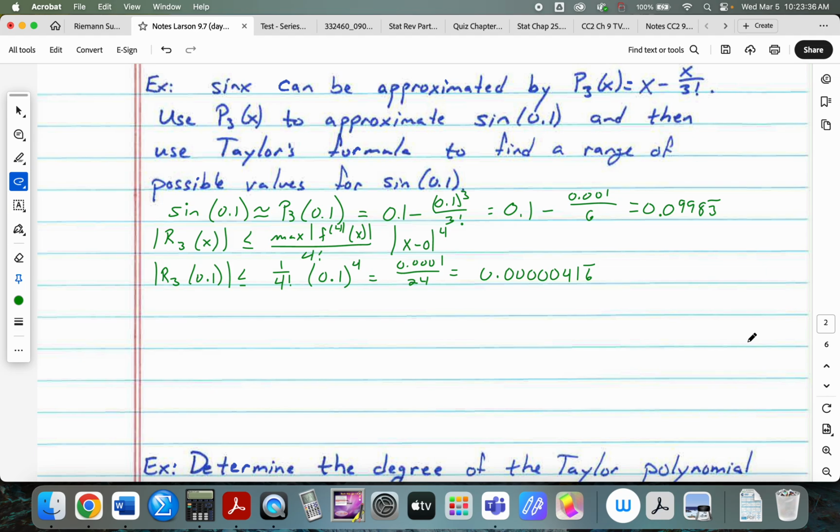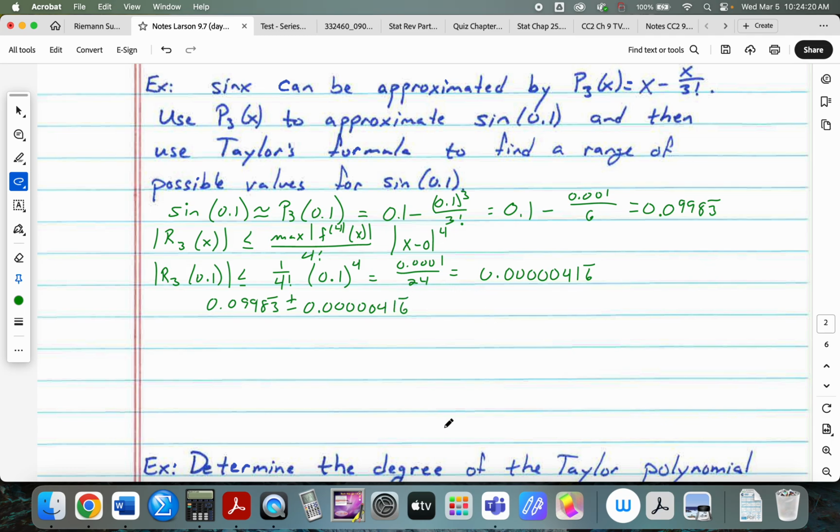So when they ask you to find a range of possible values, what we can do is, remember when we did confidence intervals in statistics? We found where our sample said that everything was, and then we found how much error there could be, and we added and subtracted that. It's just like that. Our range of possible values is going to be 0.09983 plus or minus our 0.000000416 repeating.